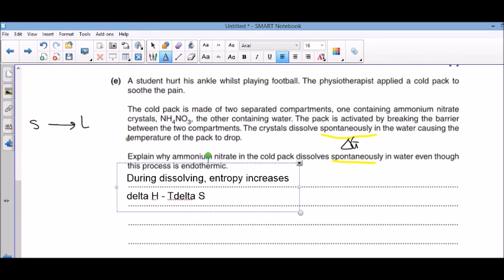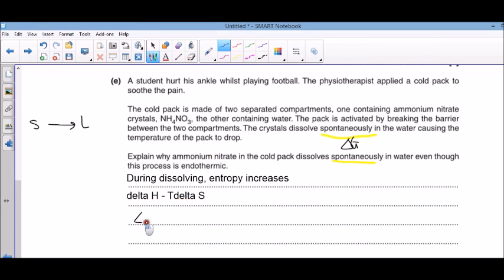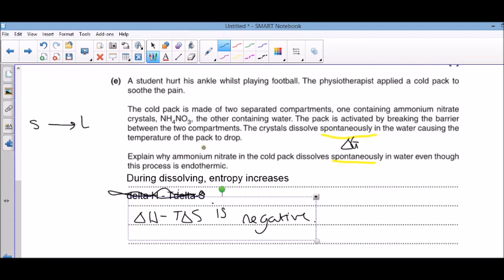I should probably write that, it's an easier way of doing this. So delta H minus T delta S is negative. Okay, so a couple of things there then. Let's just get rid of that for now. So 1 mark saying during dissolving entropy increases.